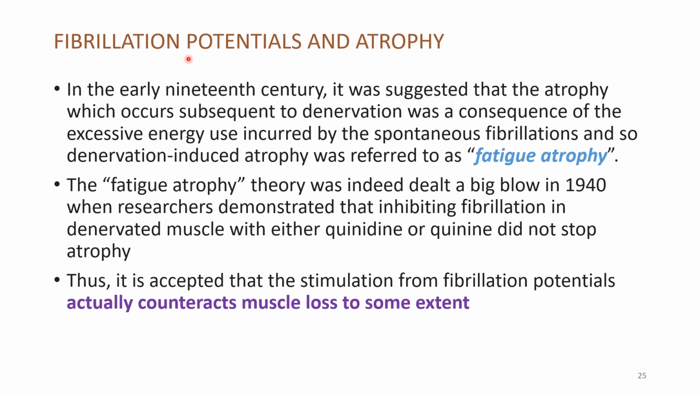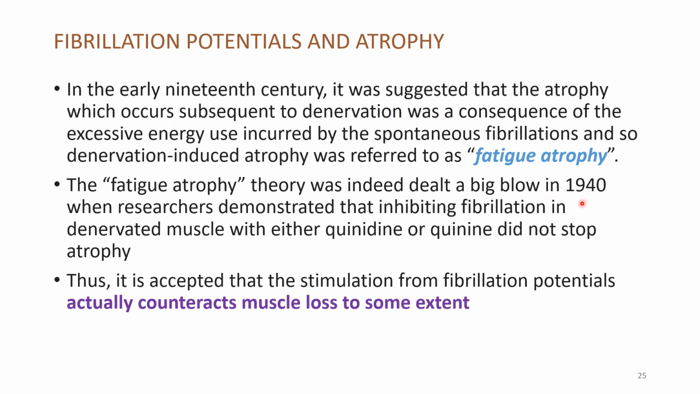Now coming to the fibrillation potentials and atrophy. In the early 19th century, it was suggested that the atrophy which occurs subsequent to denervation was a consequence of the excessive energy usage incurred by the spontaneous fibrillations, and so denervation induced atrophy was referred to as fatigue atrophy. So the muscles undergoing fatigue atrophy, they have identified in the early 19th century.